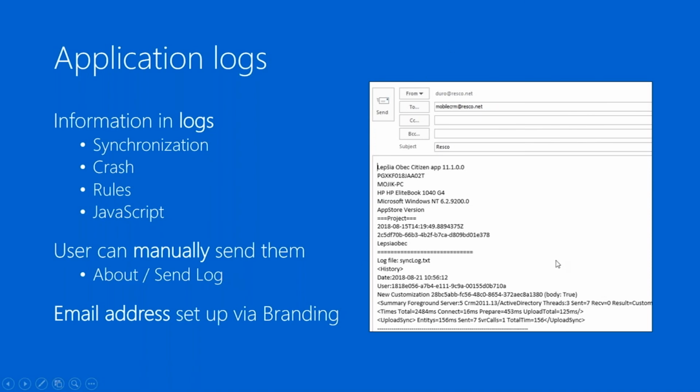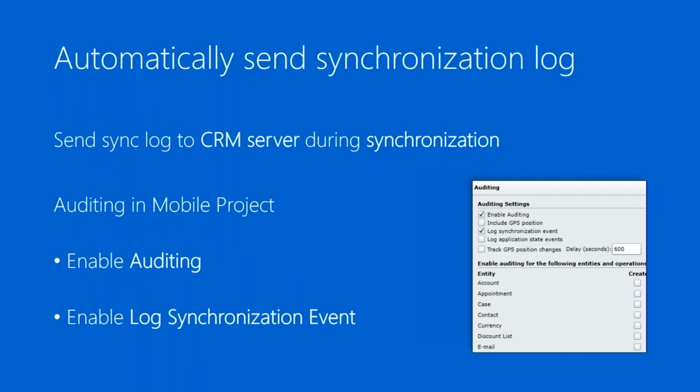Then the native email client is opened up, and the email address in the To field can be set up via branding. So in the mobile project, you can set up which is the address that the user sees here. But obviously this means that there has to be manual action by the user. So the user has to go into the application, go into the About, send the log, which can take some time, and which usually means that if you have a support team, many times they just pick up their phones and say, please send us the logs, because that's the only way we know what has happened.